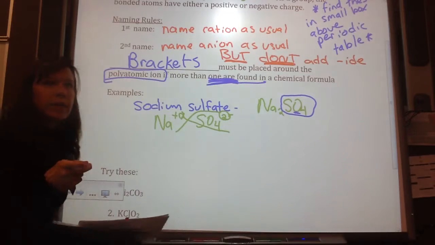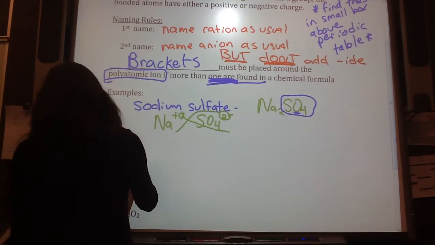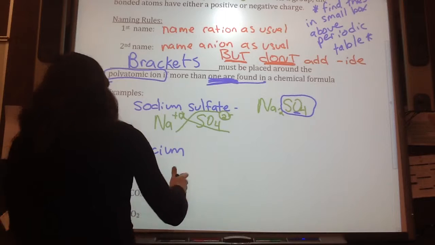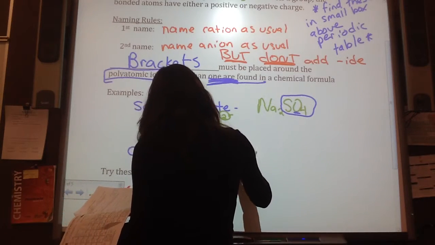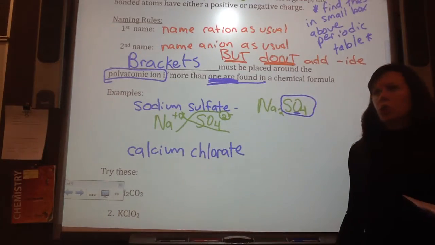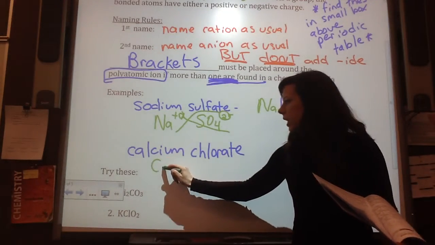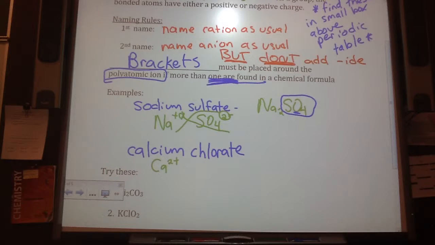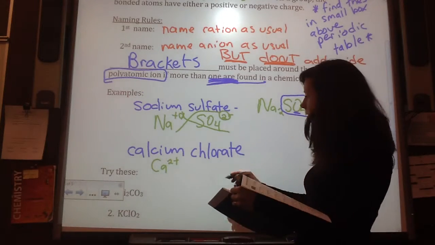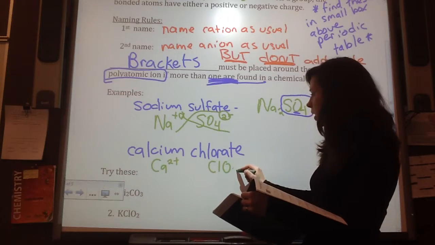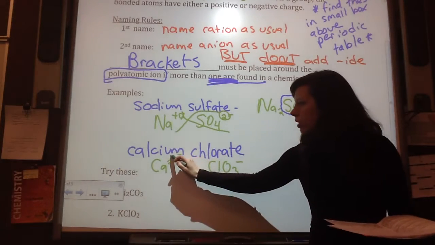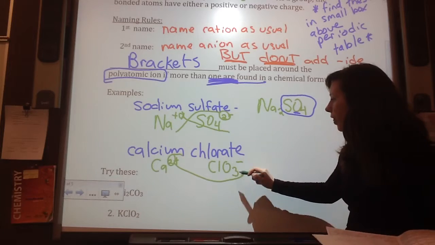Okay, I'll show you another example where we do have to put it in brackets. So let's have calcium chlorate. So calcium, Ca2+. Now let's look for chlorate. That's not chloride, chlorate. It's ClO3, negative. Okay, so now I crisscross, but when I crisscross, this 2 applies to the whole thing.